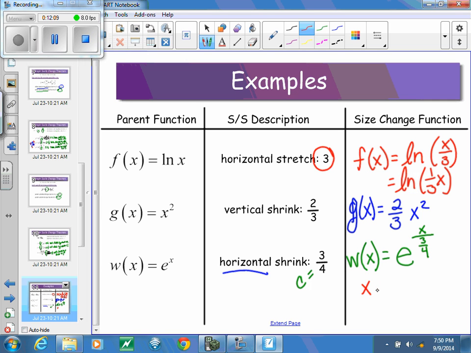So you're taking x times 4/3, which is going to give you 4x over 3, or you could have it as 4/3 x. And so here our function is going to be e to the power of 4/3 x, and there's our horizontal shrink of 3/4. So what we've now done here is we've gone over a couple examples with the shrink and the stretch.